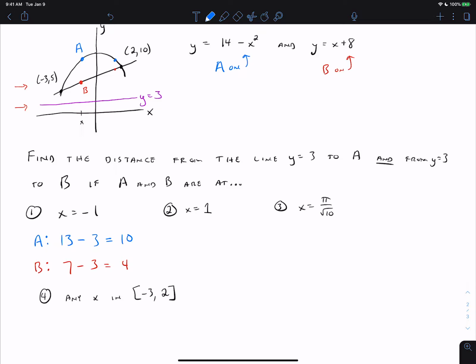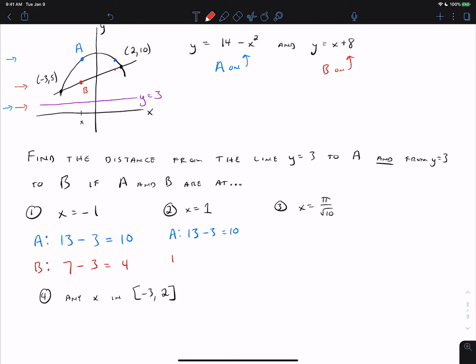Okay, so for number 2, again, the distance from A to that line is a vertical distance. So within the region, A is always on top of the line, so we do top y minus bottom y. The top y again happens to be 13 because we plug 1 into the equation. The bottom y is 3, and so we get 10.